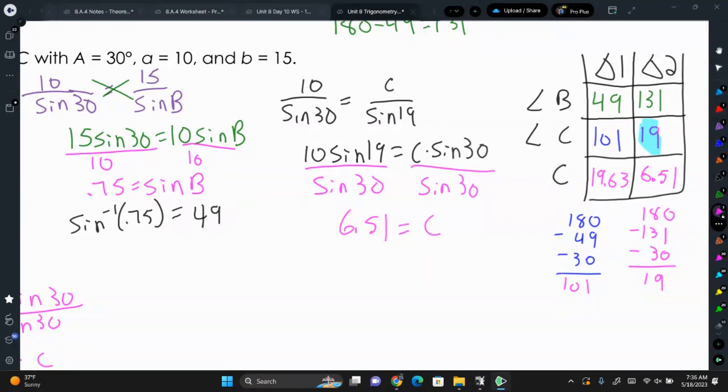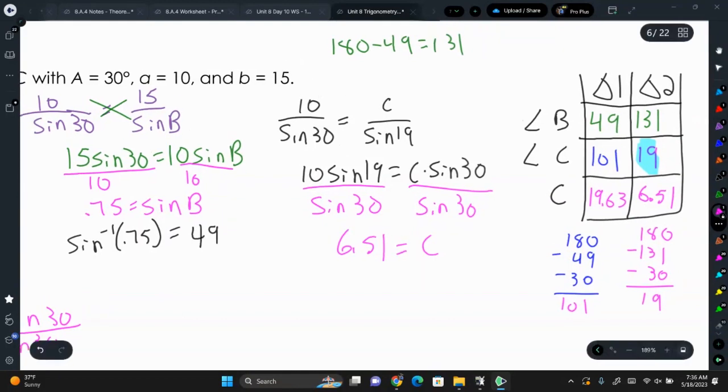So now we got to go back and just make sure everything makes sense. In triangle 1, the smallest angle is angle A at 30 degrees. The smallest side is side A at 10. The largest angle is angle C at 101 degrees. The largest side is side C at 19.63.